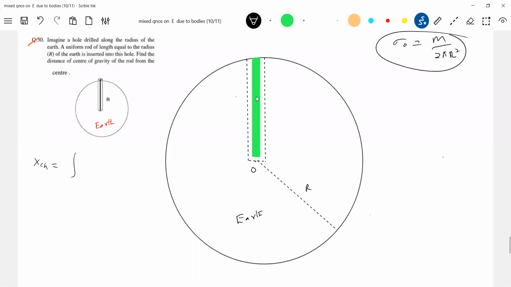XCG is equal to the same idea as center of mass. There it was dm, now dw will come: integral of x dw. In case of center of mass, xcm, we used to write integral of x dm by the total mass of the rod. Here the effective weight will come. The dw is the weight of the small element, and this is the total weight of the object. W means weight. Center of gravity and center of mass need not be at the same point.